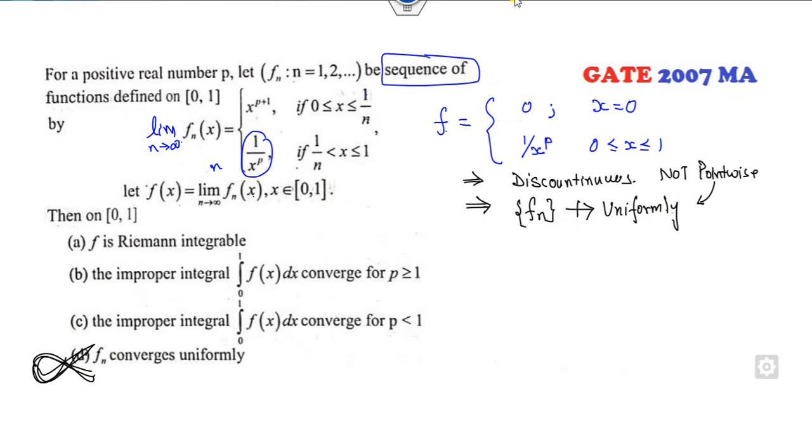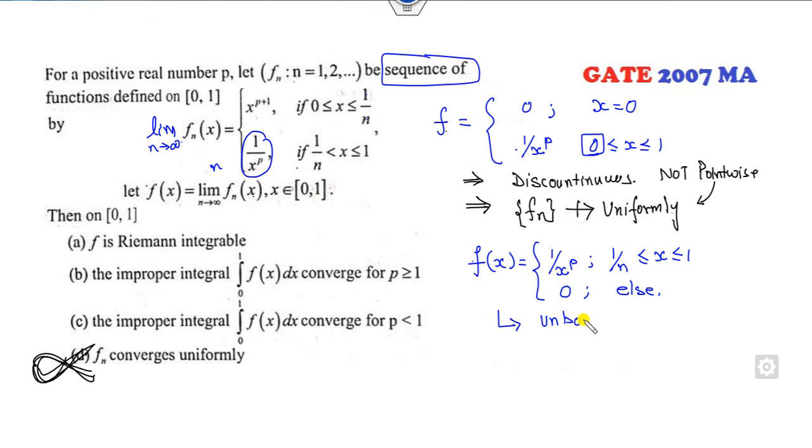Now you can see whether it is Riemann integrable or not. Clearly your function f is 1 over x raised to the power p, in terms of n. This is the meaning of this. Is the function bounded? Clearly, the function is 1 over x^p when x is not 0, and 0 when x is 0, and this function is unbounded. Once the function is unbounded, it is not Riemann integrable. So this option is also cancelled.